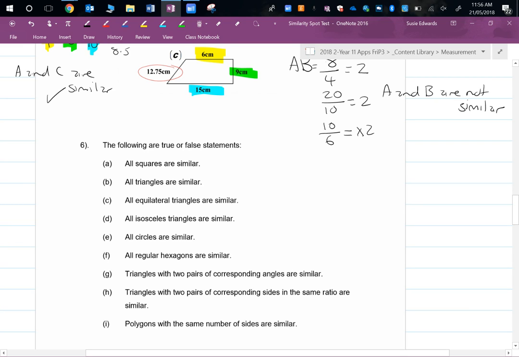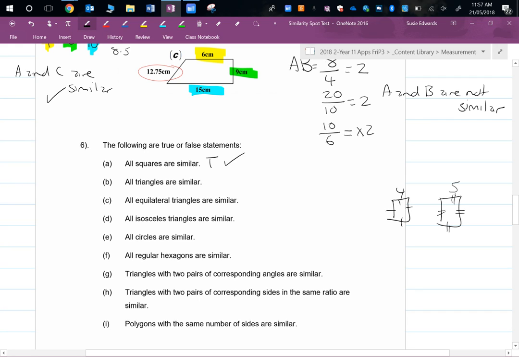All right, the following statements are true or false. All squares are similar. Now, thinking about similarity, the angles have to all be the same. The sides have to be in the same ratio. Are all squares similar? Yes, true. If you think about it, if you have a square and these sides are all 4 and these sides are all 5, the angles are all 90 degrees. The ratio is 4 to 5 for all of them. So A is true.